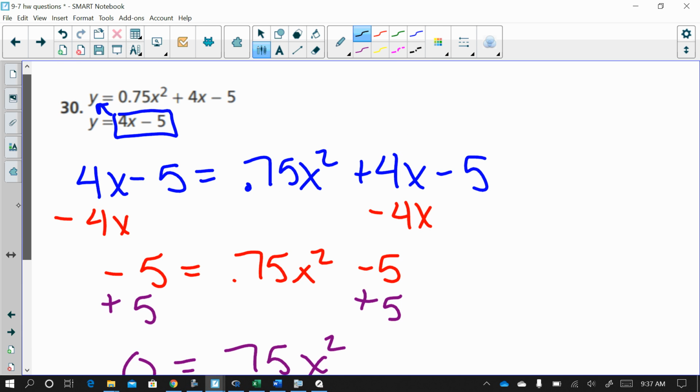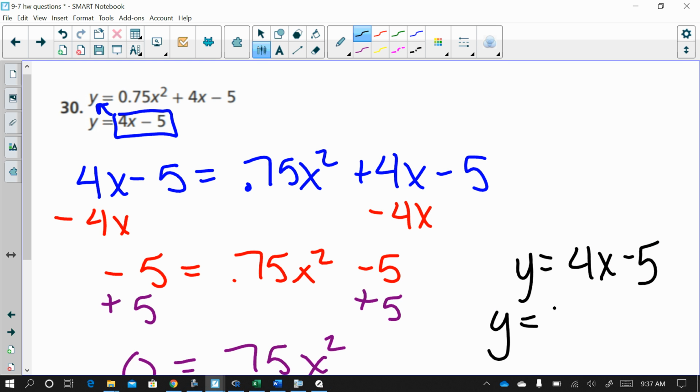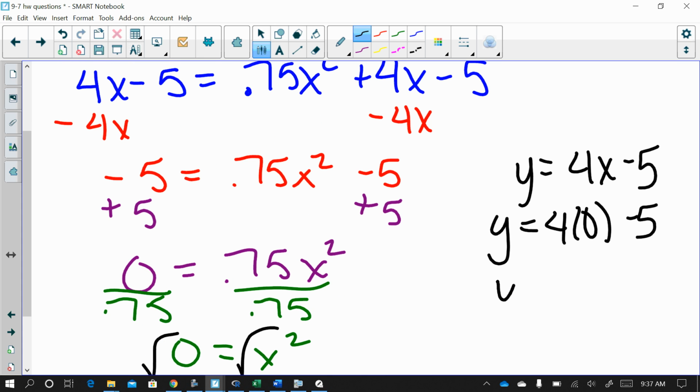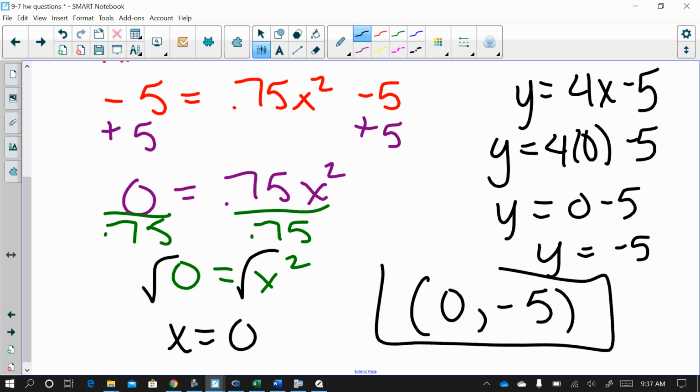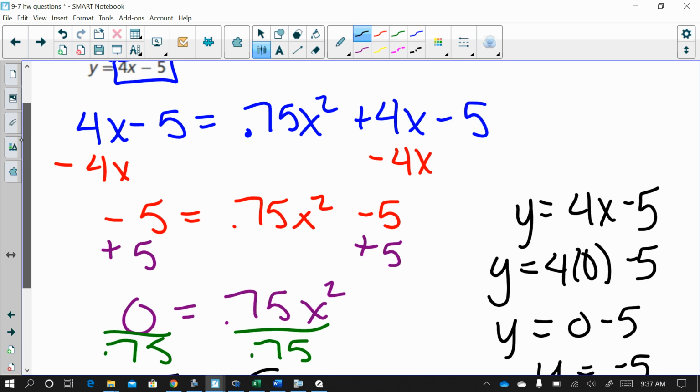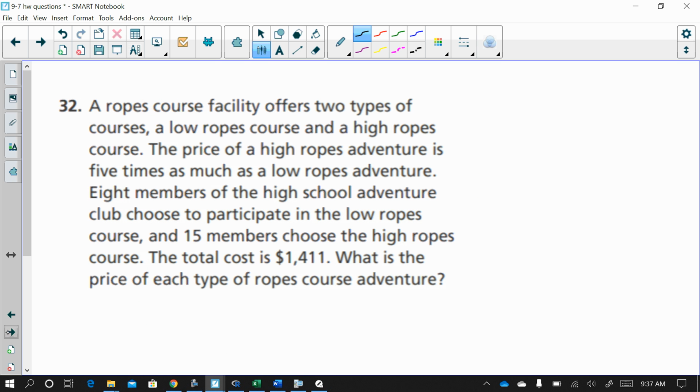Just come back up and pick one of these. I like the last one. So y equals 4x minus 5. Let's plug in 0. 4 times 0 is 0, so y equals negative 5. So this one has one solution at the point 0, negative 5. And that's all that one does. Hopefully better there. And last one.